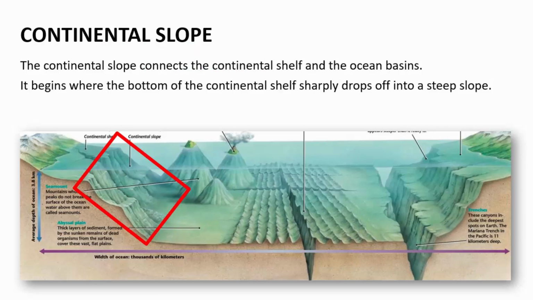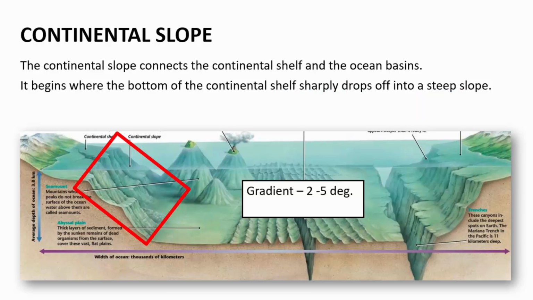It begins where the bottom of the continental shelf sharply drops off into a steep slope. The gradient of these could be 2 to 5 degrees or even more than 5 degrees. The next is the depth of these, and they can be as deep as 3 kilometers, starting from 200 meters.